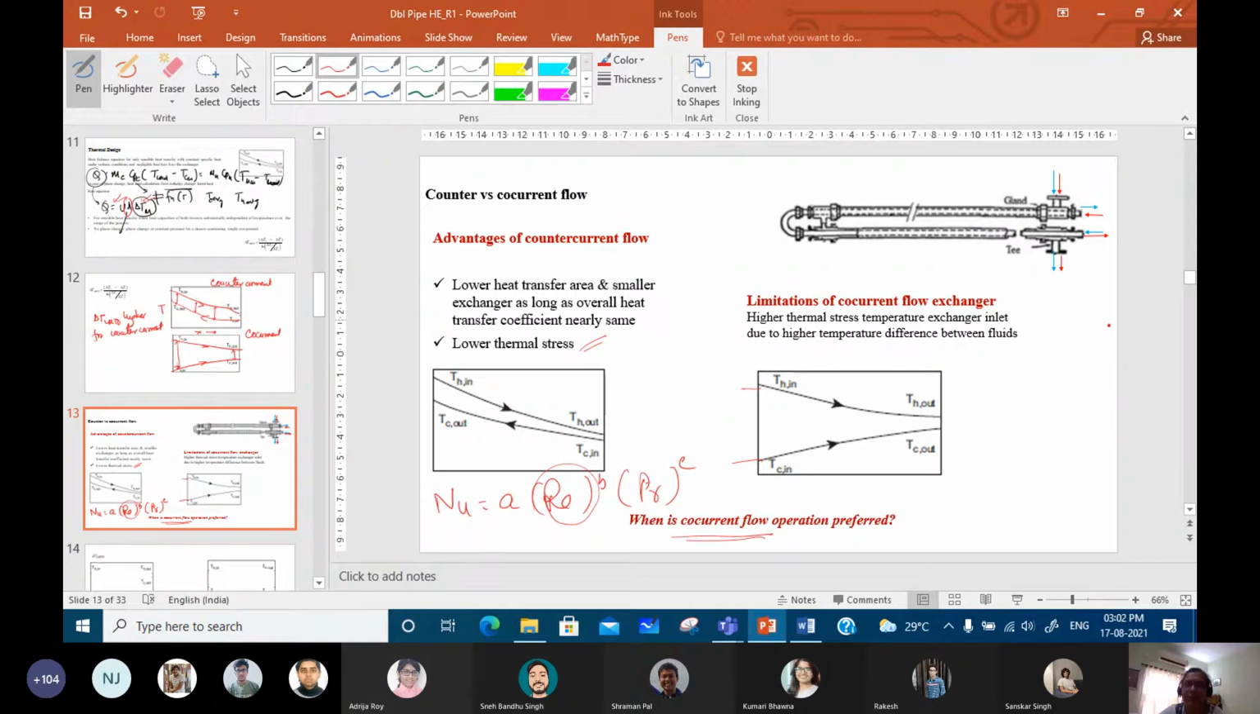Suppose one of the fluids was your phase changing fluid. Then in that case, what will be the temperature profile? Will it change its temperature while it is flowing through the heat exchanger? Suppose we have introduced saturated steam and the steam is condensing. Then what will be TH in and TH out? The profile would not be changing. We are going to get a horizontal line, isn't it?